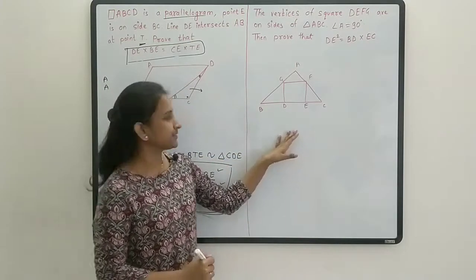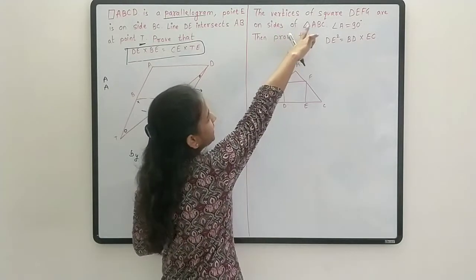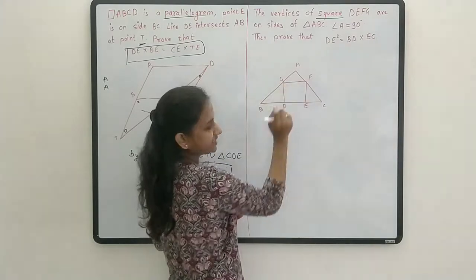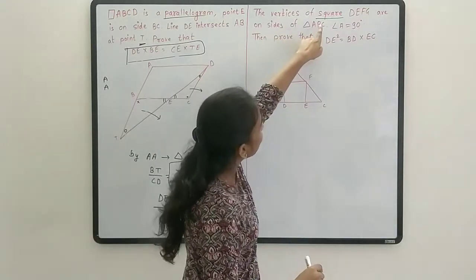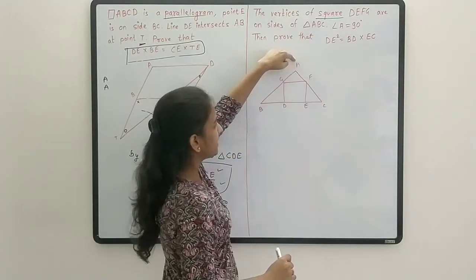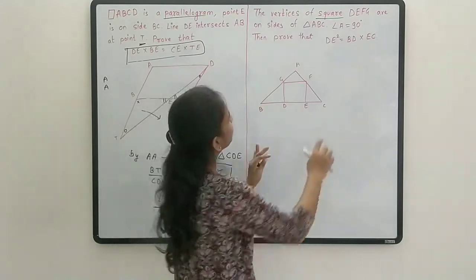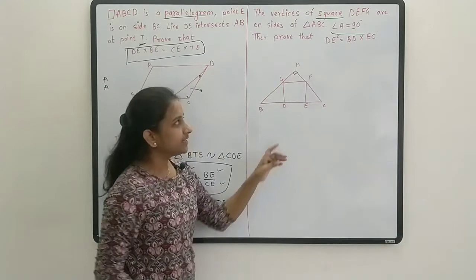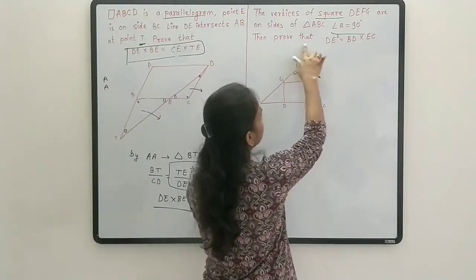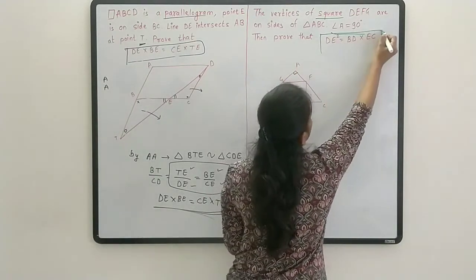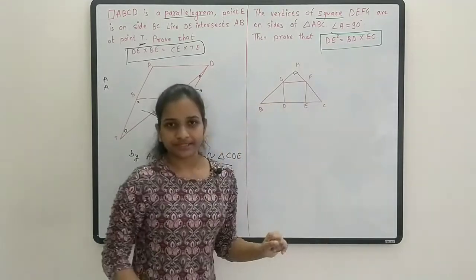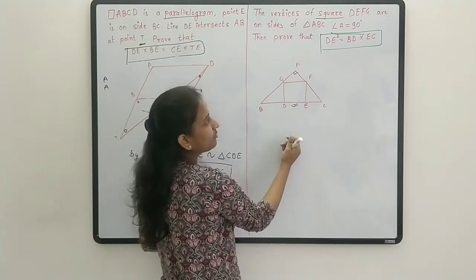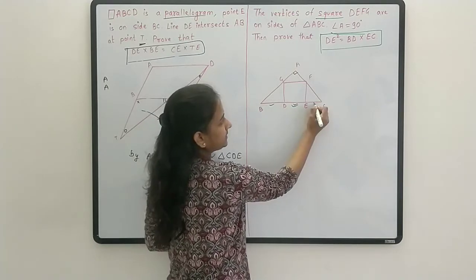Now let's solve this. See what is given? DEFG is a square. Fine. The vertices of the square are on the sides of triangle ABC. Angle A is 90 degrees. It is given that this angle is 90 degrees. Then we have to prove this: DE square is equal to BD into EC. DE square, this side square, is equal to BD into EC.